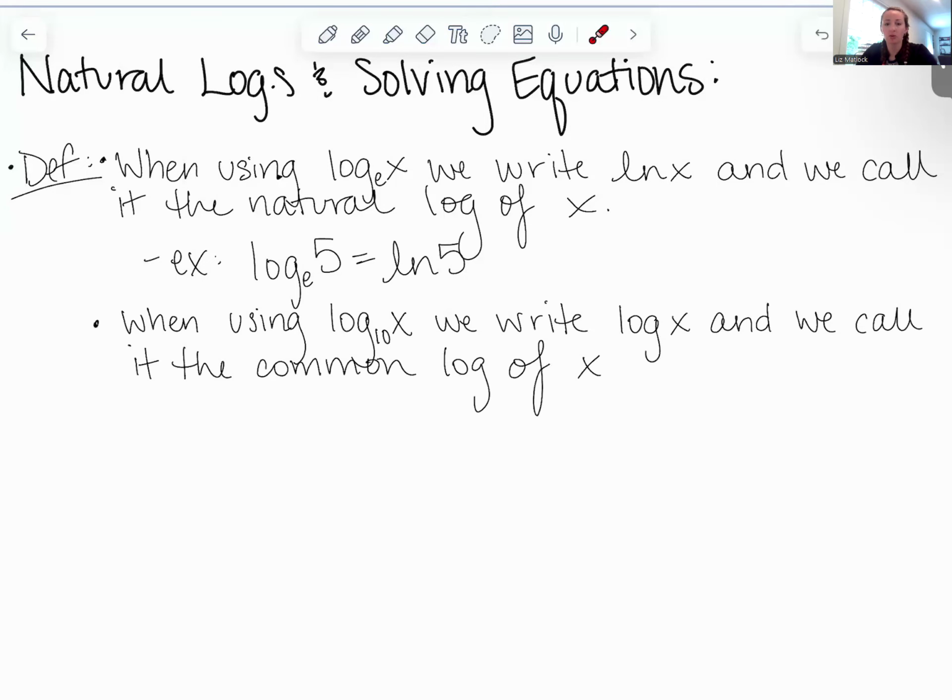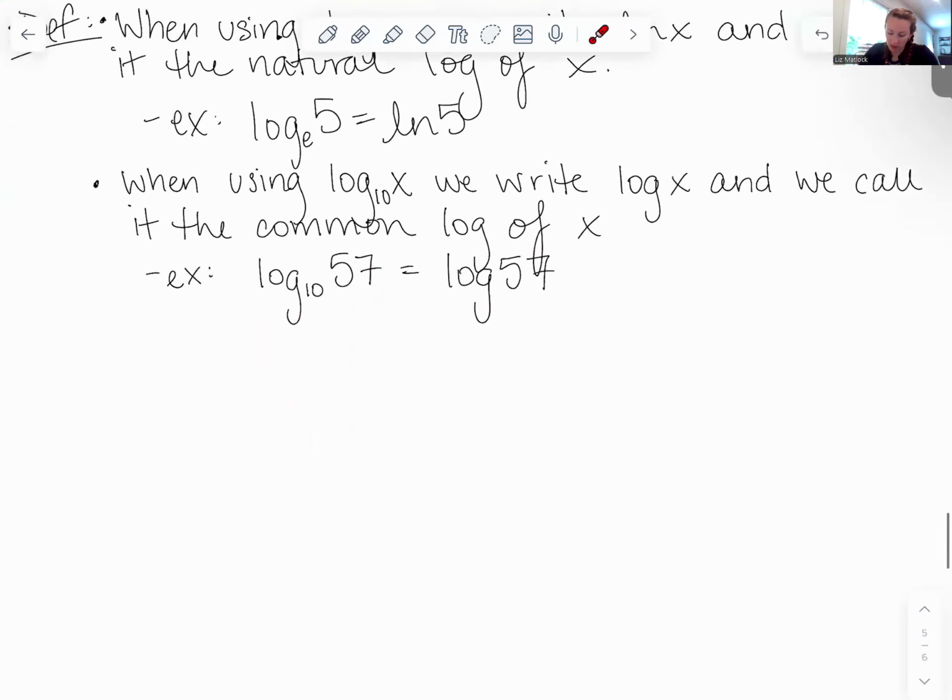All right. Another logarithmic function that we rename is called the common log. If we have a log base 10, we write that as just log x. This is less commonly used than the natural log, but we still use it. This is called the common log of x. For instance, log base 10 of 57, we usually just write as log 57. There's nothing wrong with writing it as log base 10 of 57, and you're welcome to if you want. But if you see a log without a base, that means it's base 10.